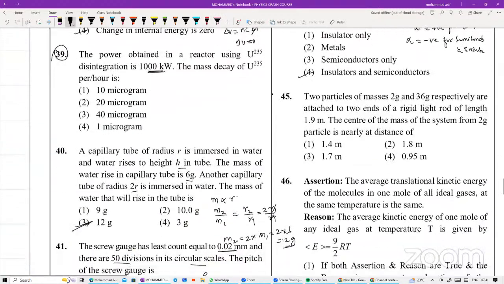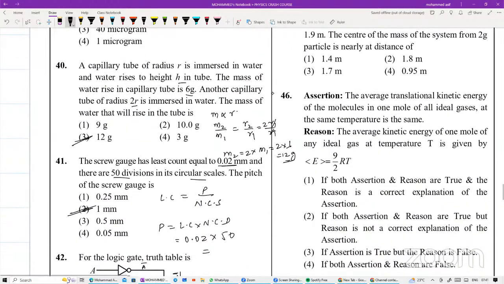Then question number 45 is center of mass. Question number 46 is the average translational kinetic energy of the molecule. It is from kinetic theory of gases. The average translational kinetic energy of the molecules in 1 mole of all ideal gases at the same temperature is the same. The average kinetic energy of 1 mole of an ideal gas at a temperature T is given by 9 by 2 times R into T. Tell me, what will it be? Average kinetic energy of 1 mole of an ideal gas is 9 by 2, but the reason is wrong.